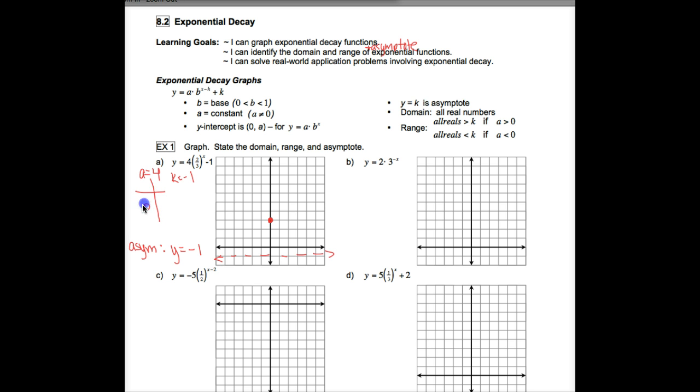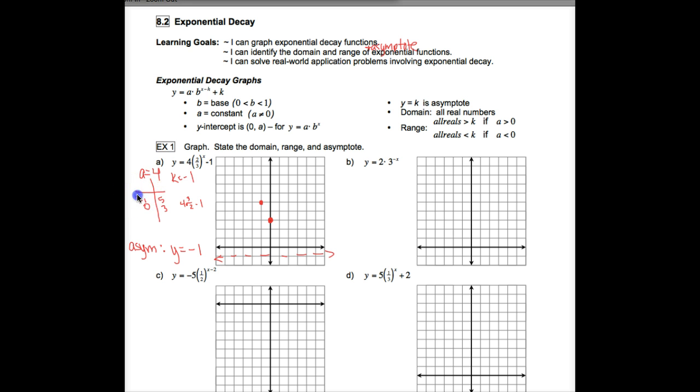I've already plugged in 0 for x, so now I'm going to try plugging in -1 for x. So if x is -1, that gives me 4 times 2/3 to the -1st. Well, the -1st power is going to flip that fraction, so that's going to be 4 times 3/2 and then minus 1. 4 times 3/2, the 2 and the 4 cancel, this becomes a 2. So 2 times 3 is 6, minus 1 is 5. So at -1, the value is going to be 5. So right up here.